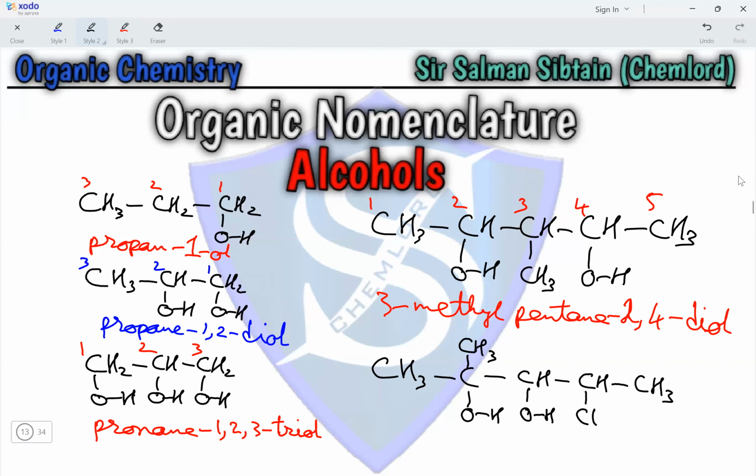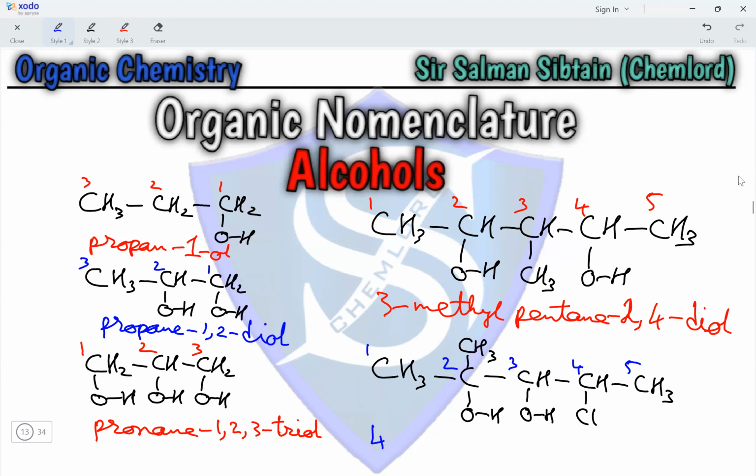So the name of this compound would be, first the numbering would start from left to right because the OH group and the methyl group would be given preference. Two substitutions on the same carbon atom. So 1, 2, 3, 4, and 5. So the name of this compound, now we need to consider the alphabetical order as well. So on the second position, we've got a methyl group, and on the fourth position, we've got a chloro group.